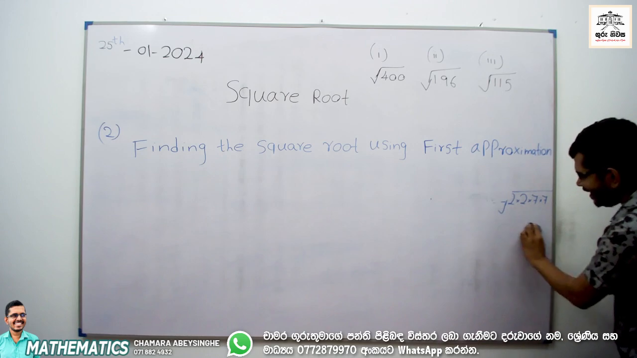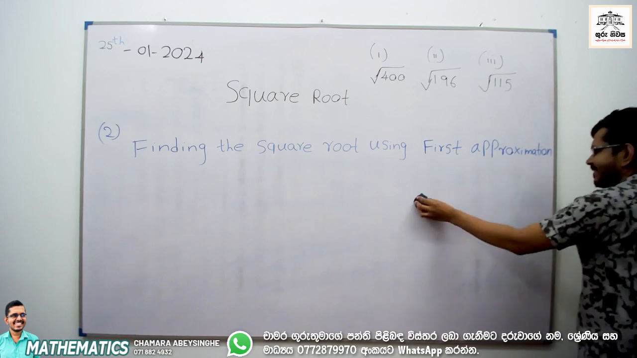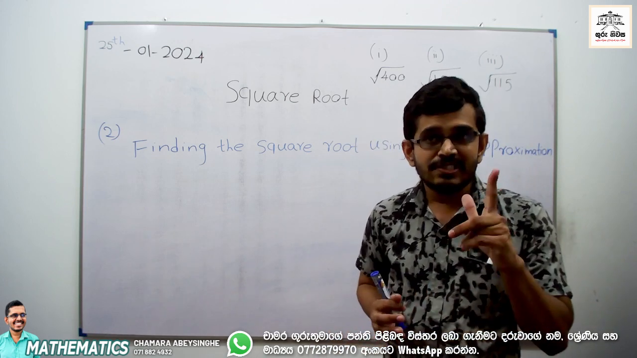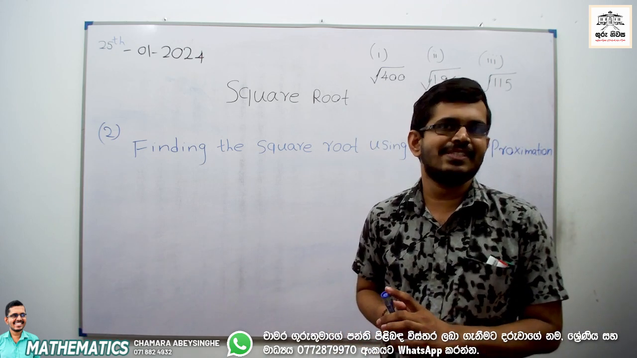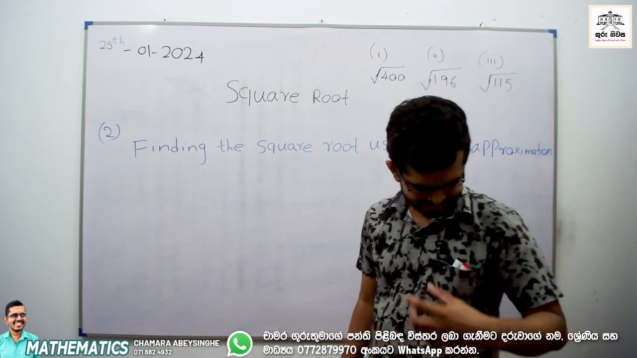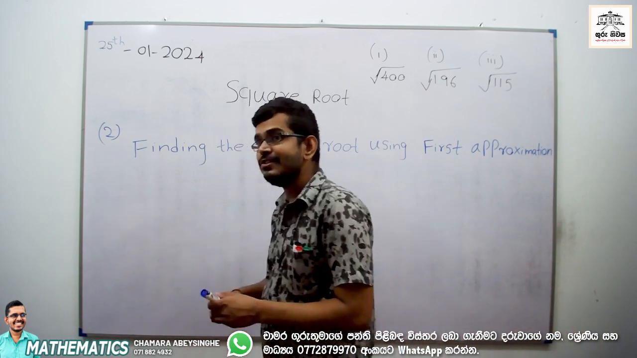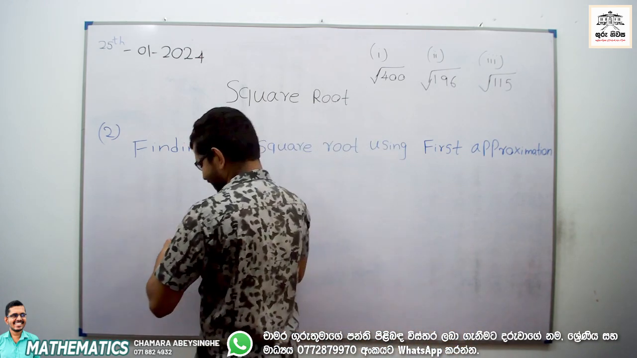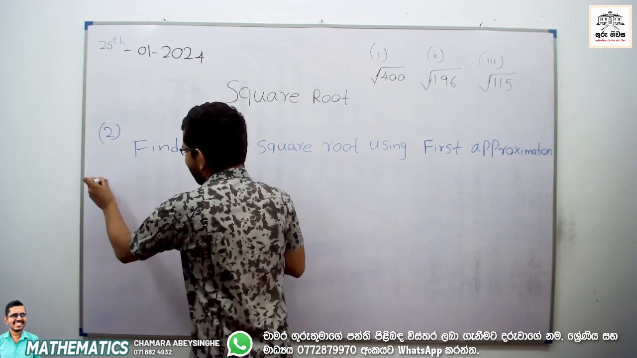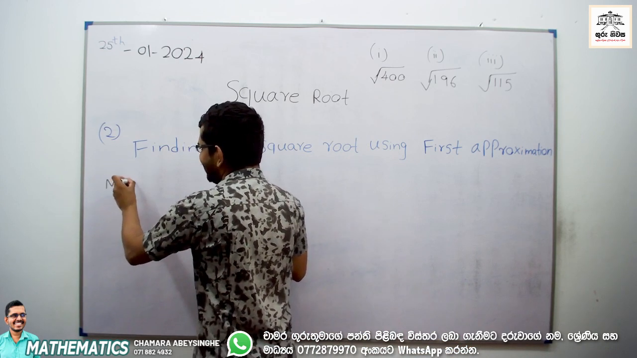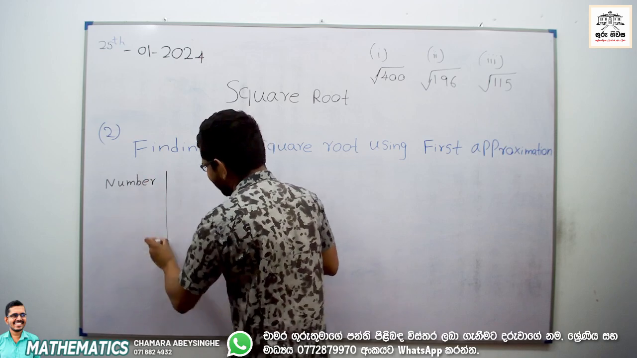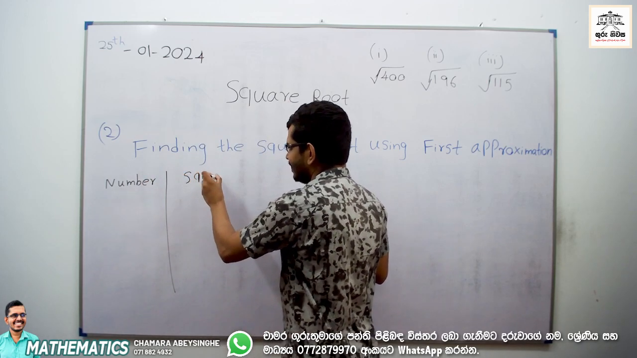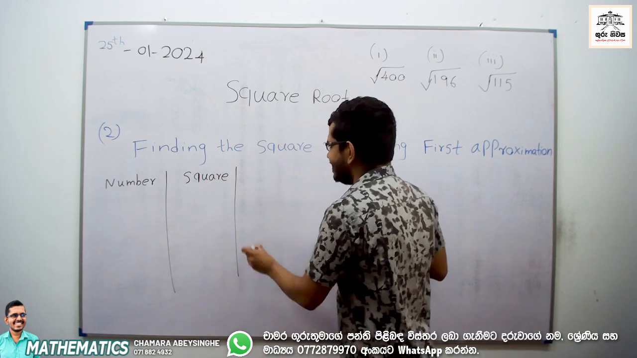Okay, before I explain first approximation, you have to do a small activity too. A very easy activity. You should prepare a table. There are 3 columns. First one is the number. Second one is the square. And third one is the square root.